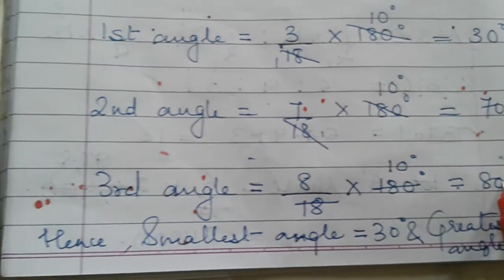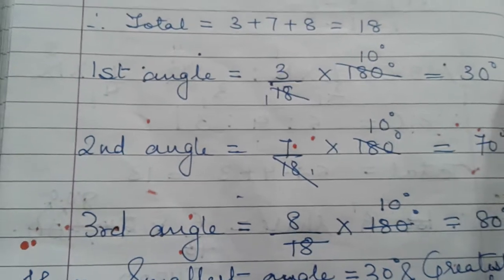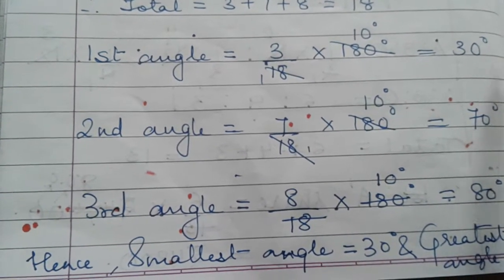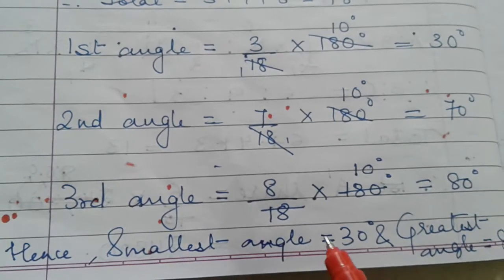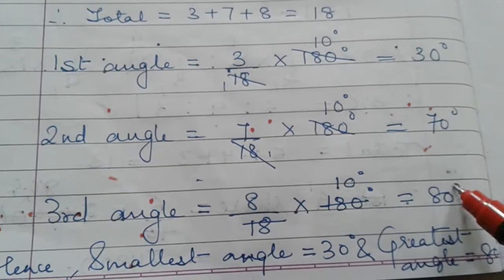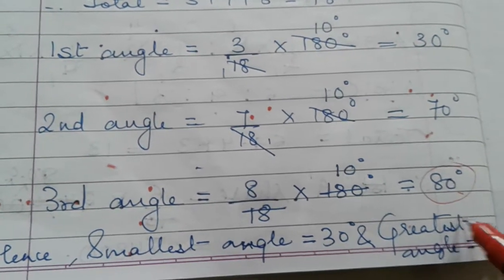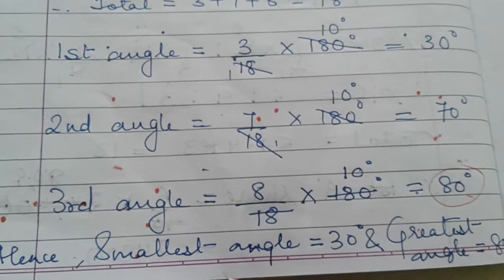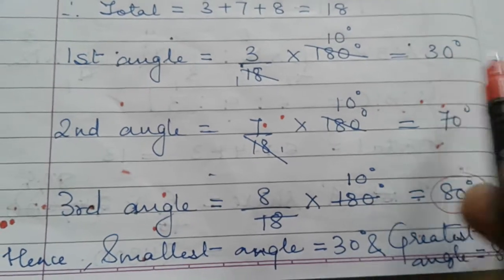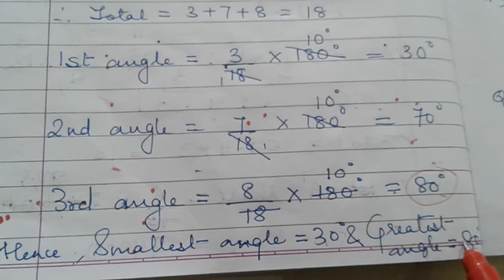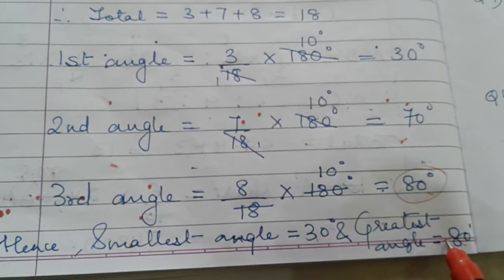80 degree. Alright. So if you will see, question asked was find the greatest and the smallest angle. So out of these, which is the greatest angle? Yes, 80 is the greatest angle. So the greatest angle is 80 degree and the smallest angle you can see 30 degree. So smallest angle is 30 degree and greatest angle is 80 degree.